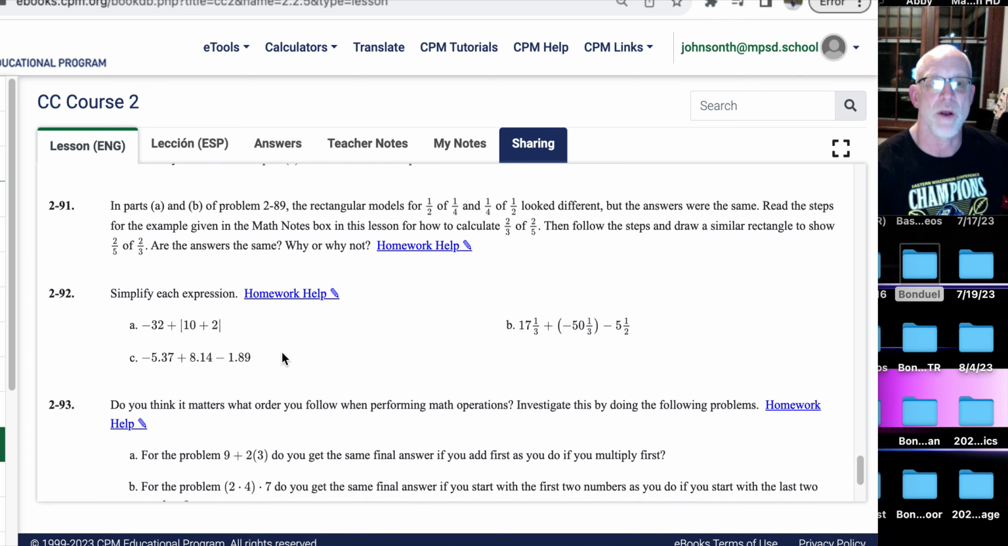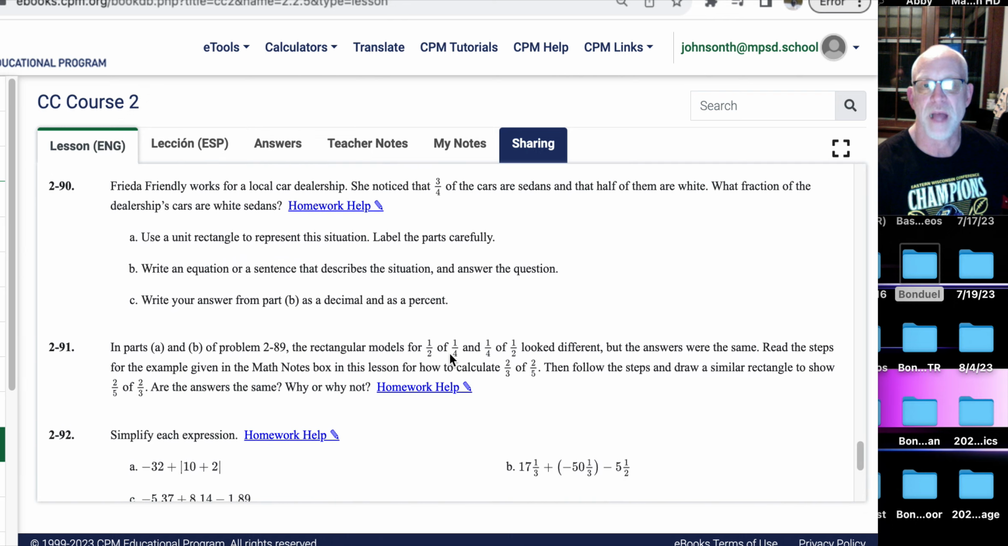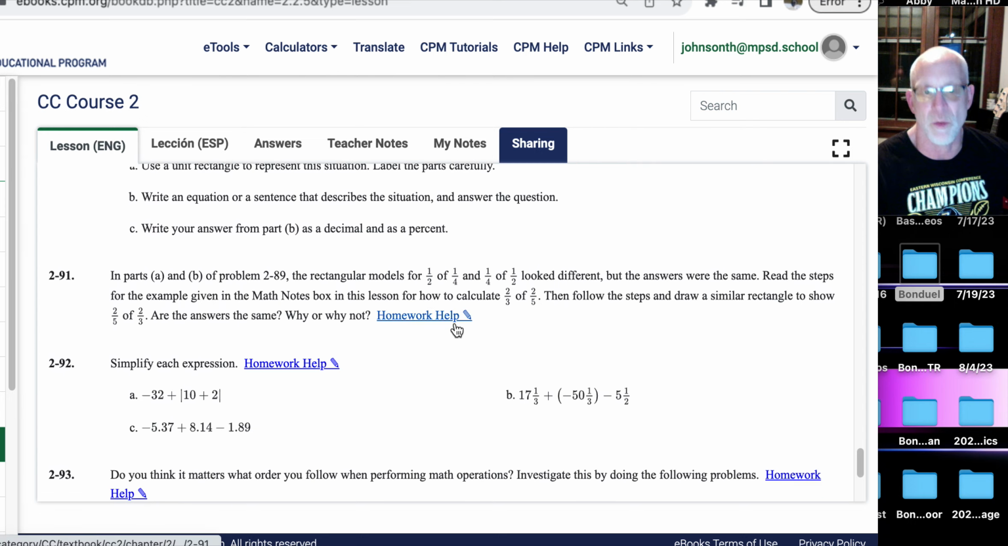All right, so we're going to do the same thing with 291. We want to figure out a half of a fourth and a fourth of a half. Are they the same? What do you think? Draw a model and figure it out. If you need help, go to your homework help. And then we want to figure out 2/3 times 2/5. Times means of, and of means times, right? So to figure out 2/3 of 2/5, we can just draw 5 pieces, right? We can shade in 2 of those, and then we can break them the other way into thirds, and then shade in 2 of those. So that should help us, homework help.